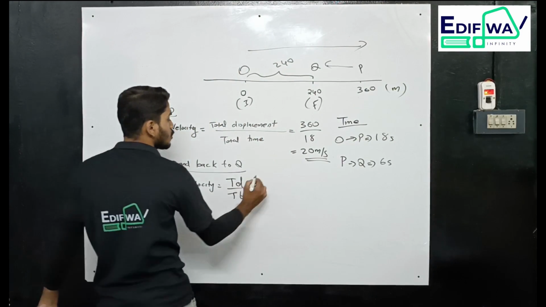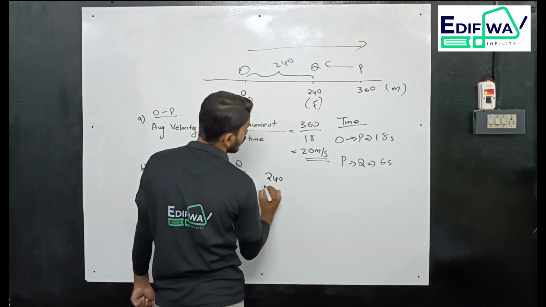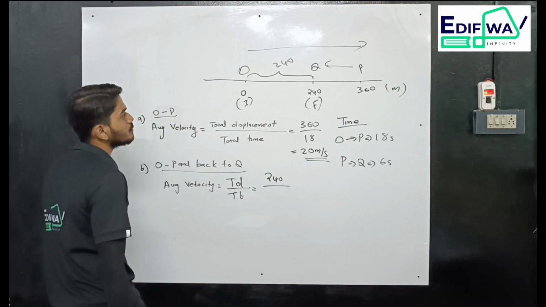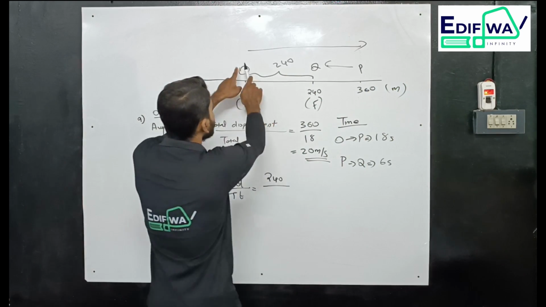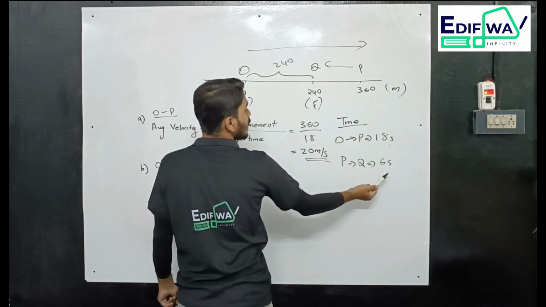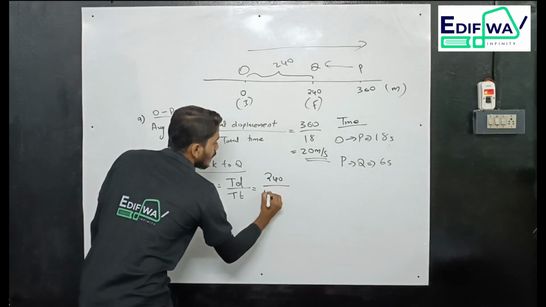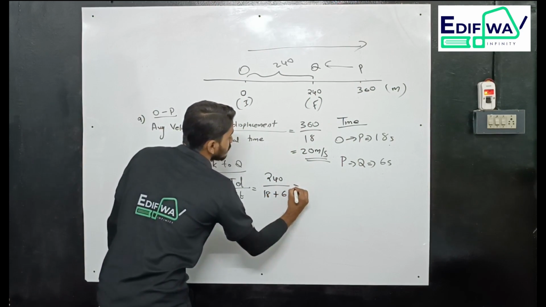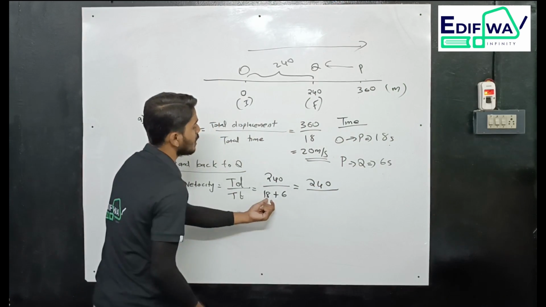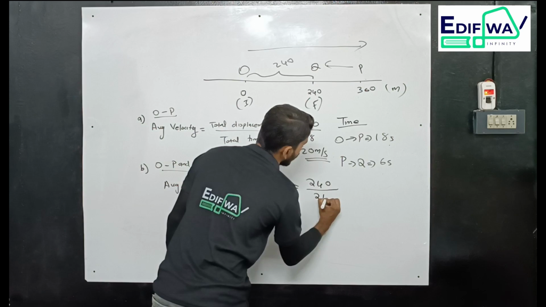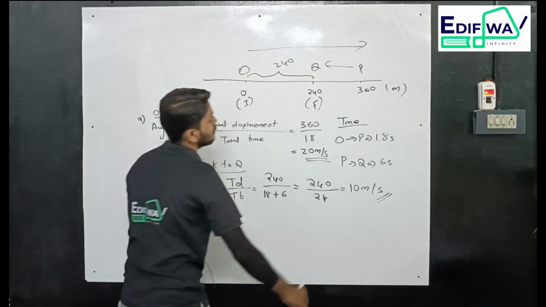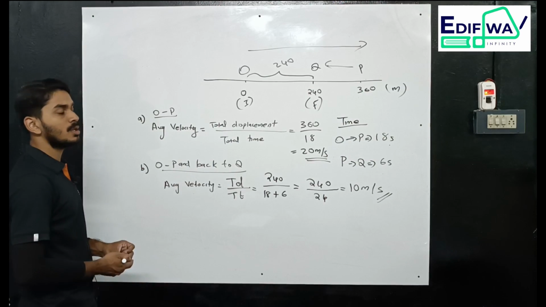That's all. So your displacement is 240 divided by the total time. What about the total time? First O to P the time is 18, P to Q the time is 6, so it will become 18 plus 6. Clear? So that is nothing but 240 divided by 24. So your answer is 10 meter per second. Clear? 10 meter per second.